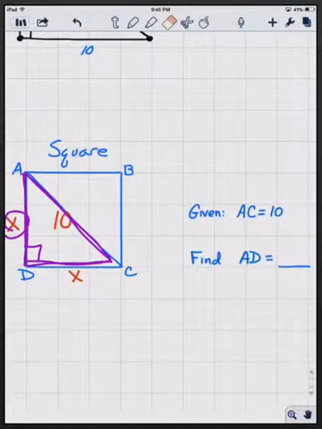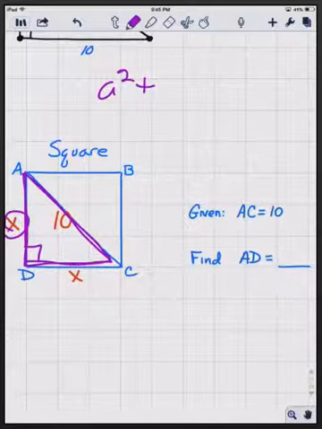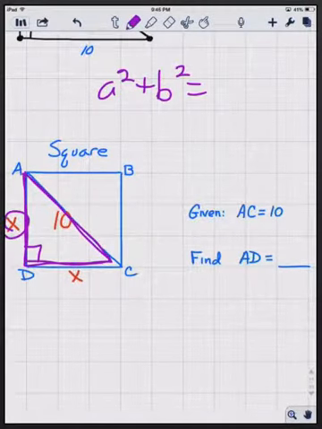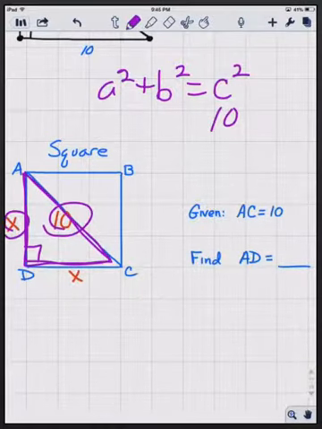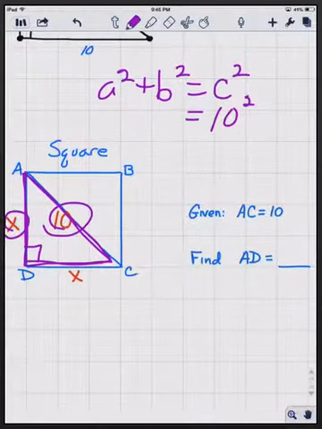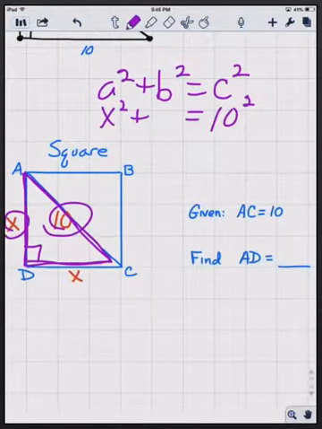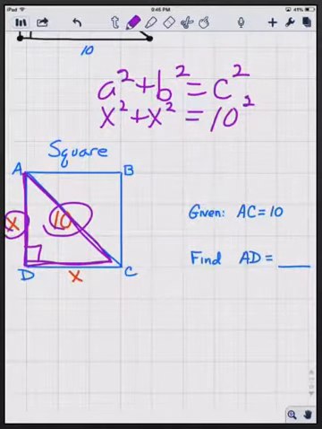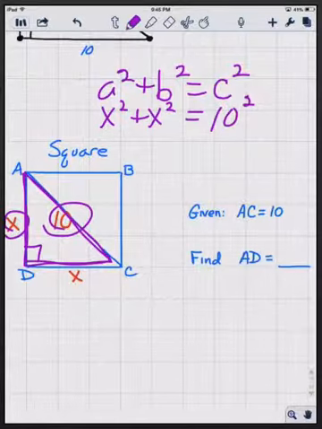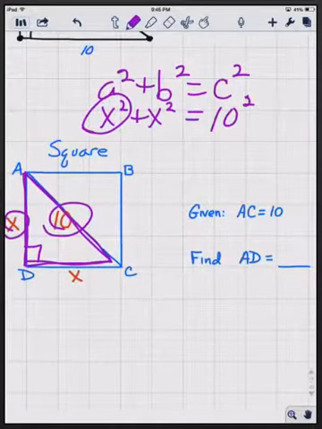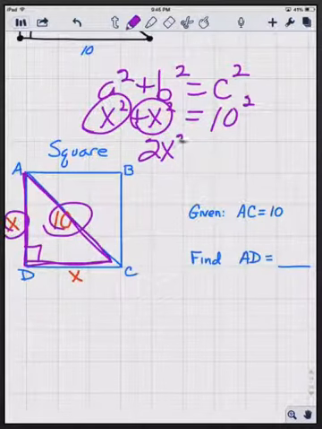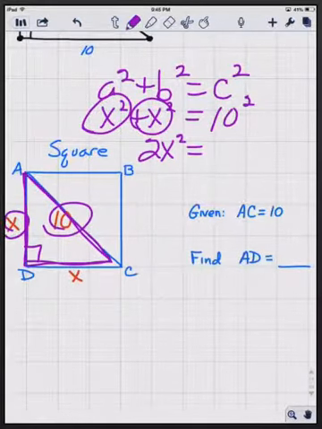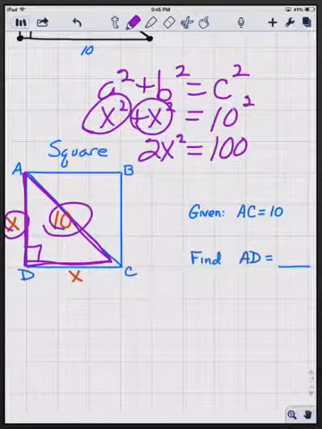Looking at that triangle, we have a squared plus b squared equals c squared. The hypotenuse is the 10, so we have 10 squared is equal to a squared plus b squared. In other words, x squared plus x squared equals 10 squared. So we're going to simplify. 1x squared plus another 1x squared equals 2x squared. And that equals 10 times 10, which is 100.